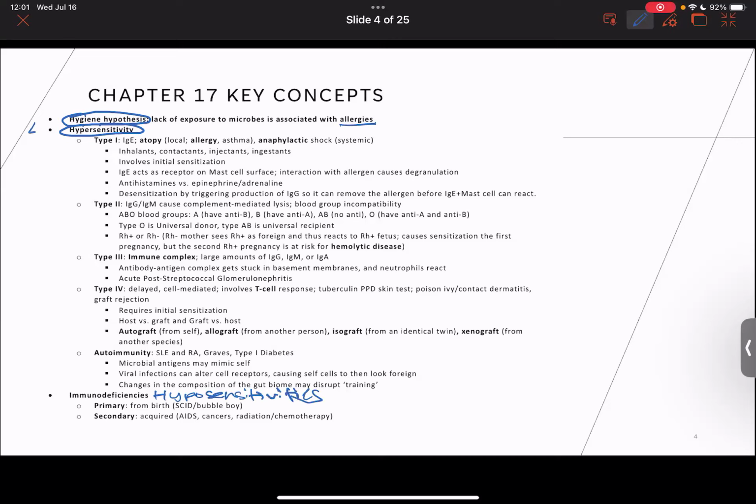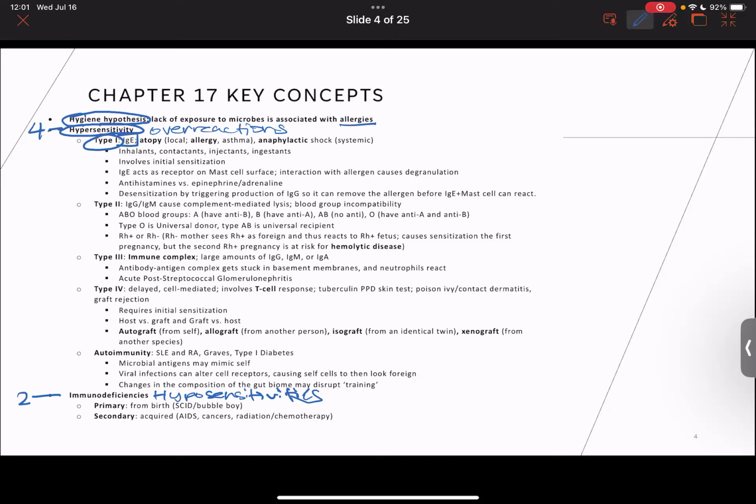So there are 4 hypersensitivities and 2 deficiencies. Our hypersensitivities are overreactions of our immune system. The first one is type 1. Type 1 is governed by IgE. So remember that this is that antibody that's usually associated with parasitic infections.